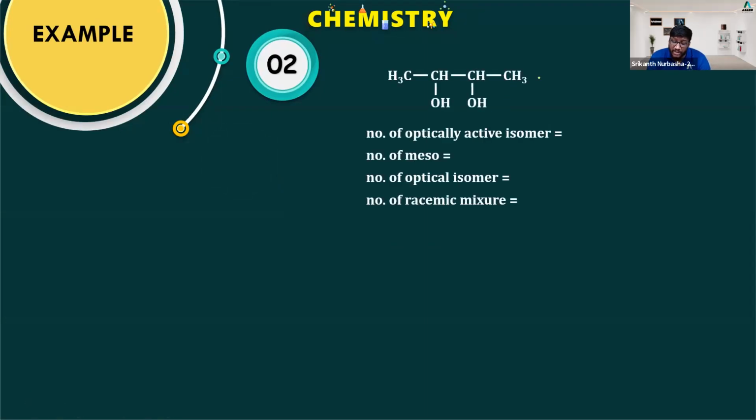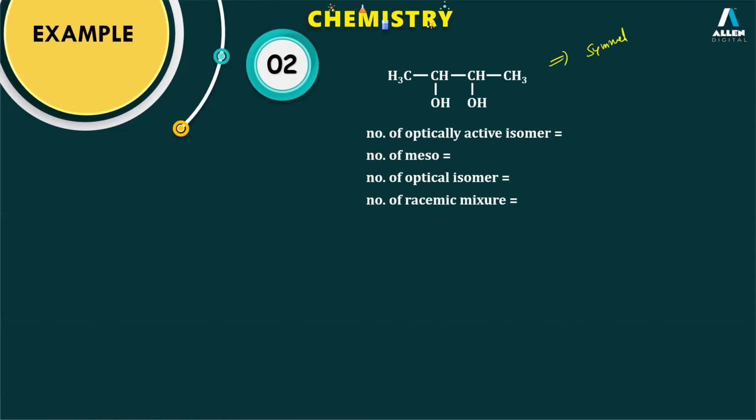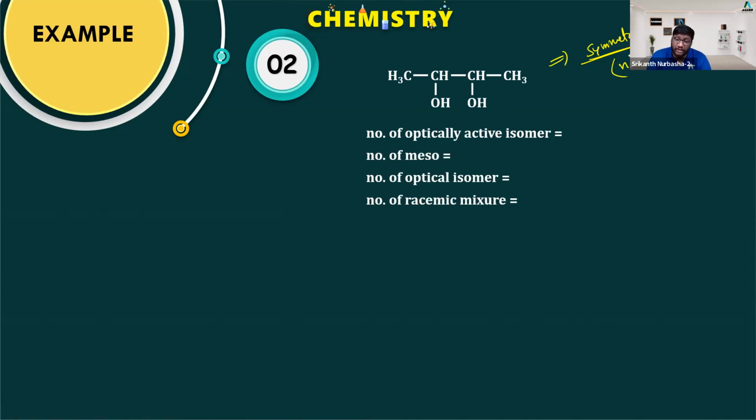CH3, CHOH, CHOH, CH3, symmetrical or unsymmetrical? Symmetrical. In the symmetrical case, n is the number of optical centers or chiral centers. How many? 2 chiral centers. So it is an even number of chiral centers. So what is the formula? Number of optically active isomers, 2 power n minus 1. Number of meso, 2 power p minus 1. P is equal to n by 2.